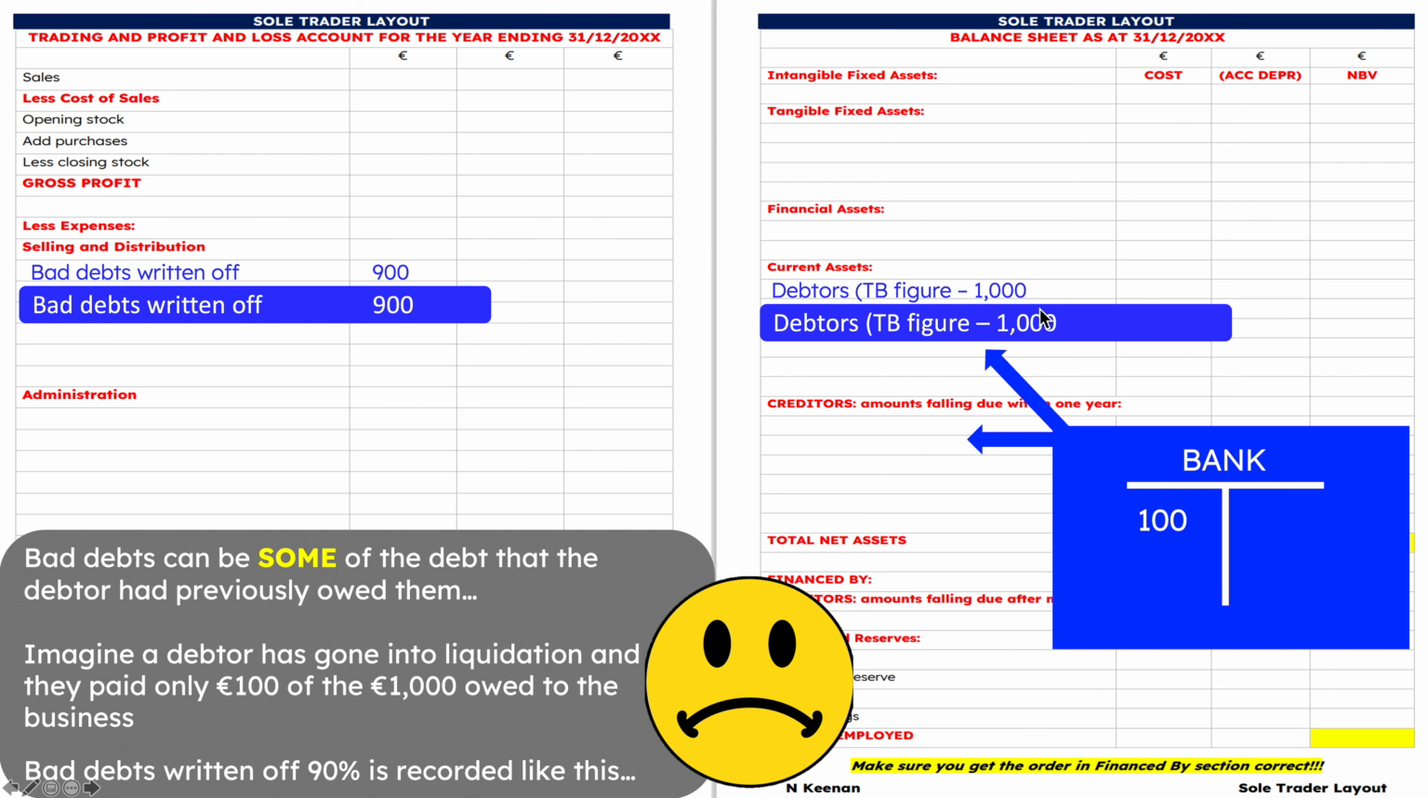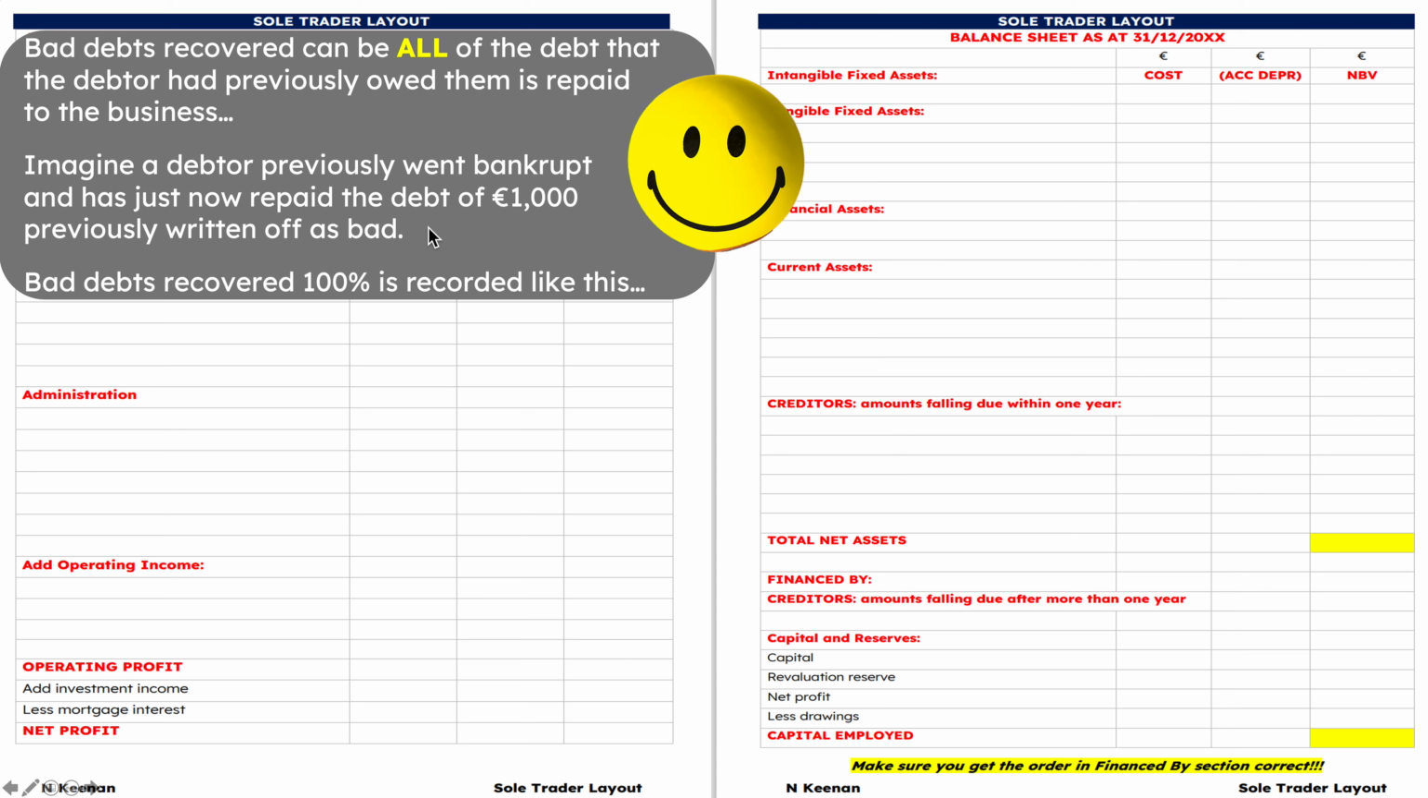So the debtor is going to be credited 1,000, and then bad debts written off, the expense, is going to be debited 900, and the bank is debited 100. So we've got 1,000 on each side there. 1,000 debit, 1,000 credit. Okay.